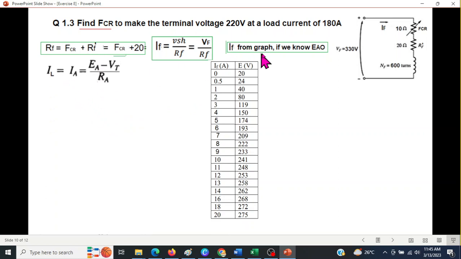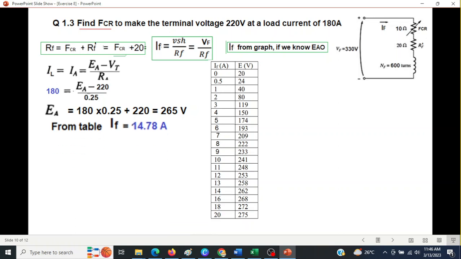So this current is now given, the load current IL. From here we can find EA. IL is 180, VT is given, RA is given, so we find EA. So EA is 265 volt. Now we come to the table, 265 is between these two. So IF will be between these two, so it is about 15 ampere.